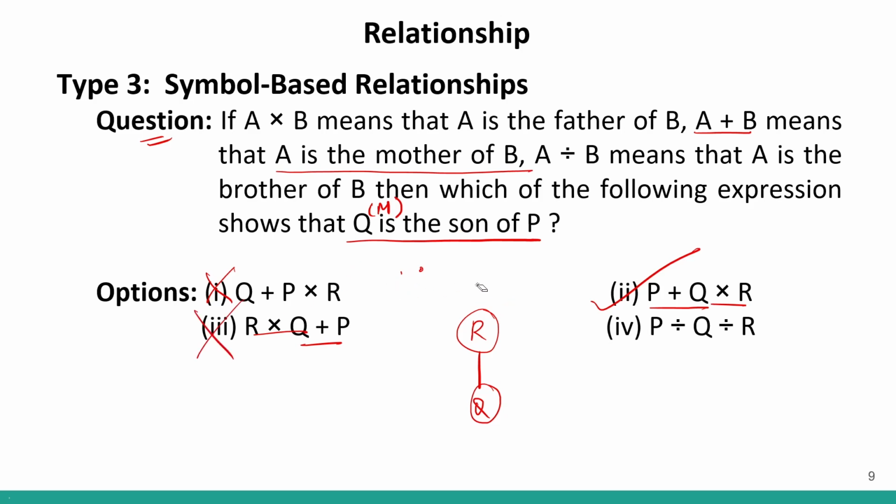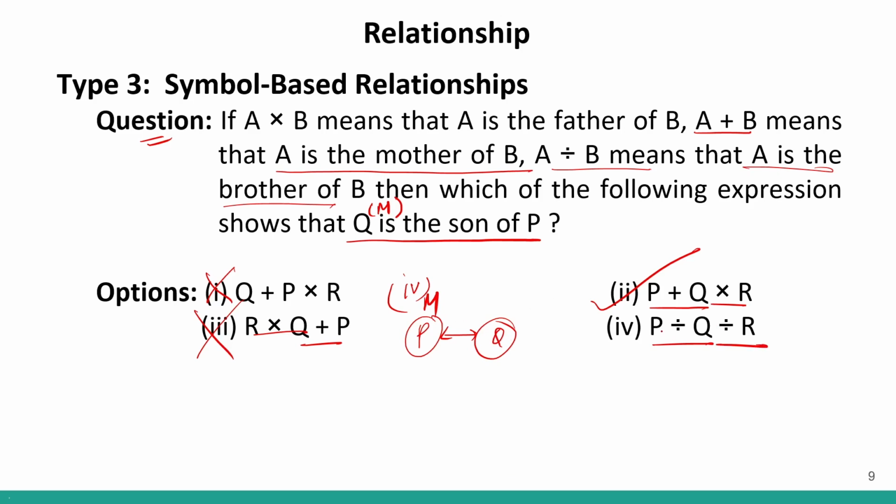Let us check for option number 4. Option number 4 says P divided Q. So P divided Q means P is the brother of Q, right? And Q is the brother of R. So P and R are in the same generation, right? So Q cannot be the son of P. They are brothers and sisters. It is given in the question. So not true. So answer will be option number 2.